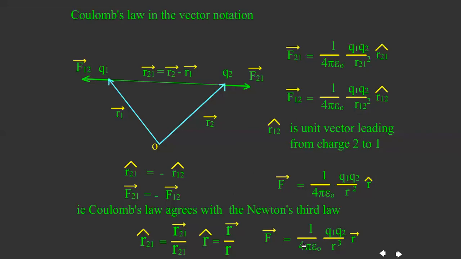From this equation, it appears that F is inversely proportional to the cube. But F is not inversely proportional to the cube, it is inversely proportional to the square. So one r is contained in this vector. Therefore it has come as r cube. In order to calculate the magnitude of the force, we have to use this equation.